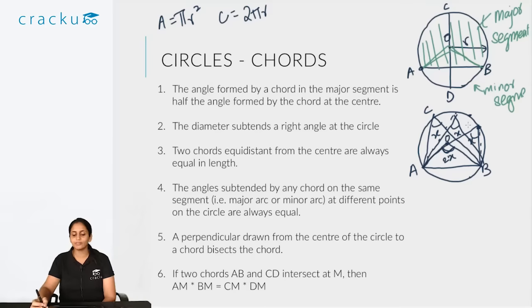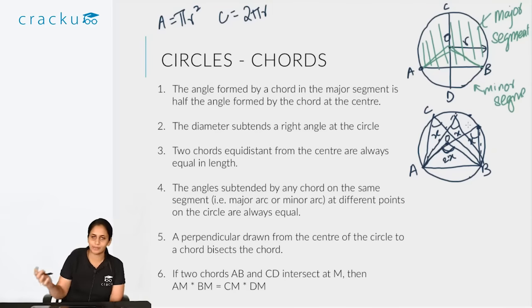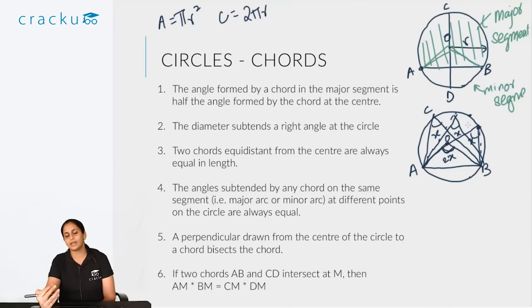So from this, I can infer that the angle subtended by a chord in the same segment, in this case all of the angles were subtended in the major segment, will be equal at different points on the same circle. So all of these will be x in the same segment.